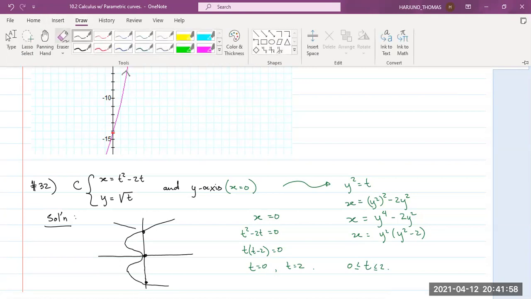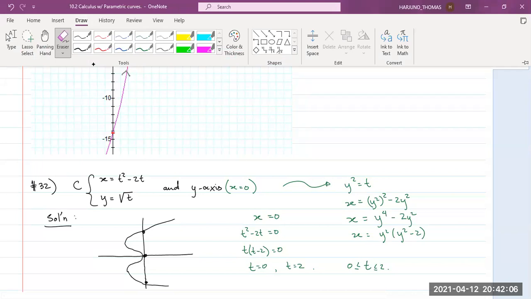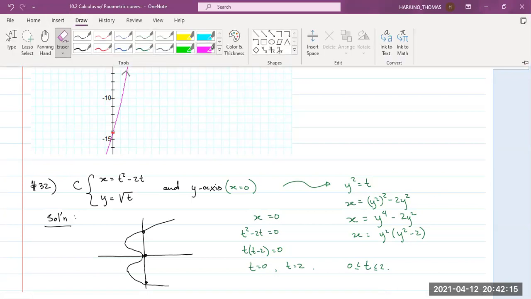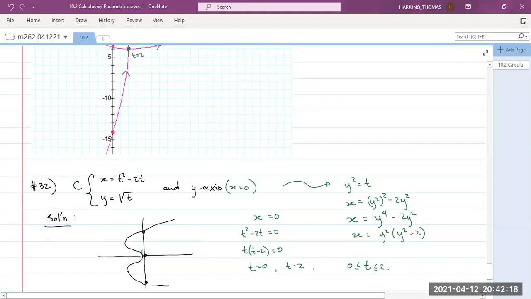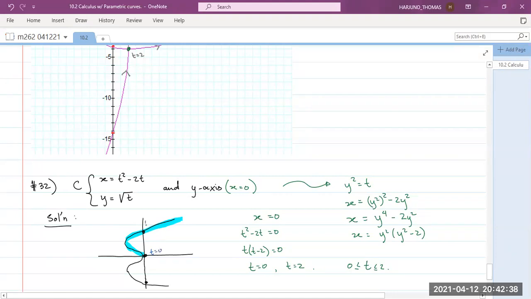But the thing is, I need to do some adjustment. The Y cannot be negative, because of this. You see that? The T cannot be negative. So I get the full graph by eliminating the parameter, but I need to check with the domain of the original parametric equation. So the graph looks like this, bounded by t equals 0 and t equals 2.